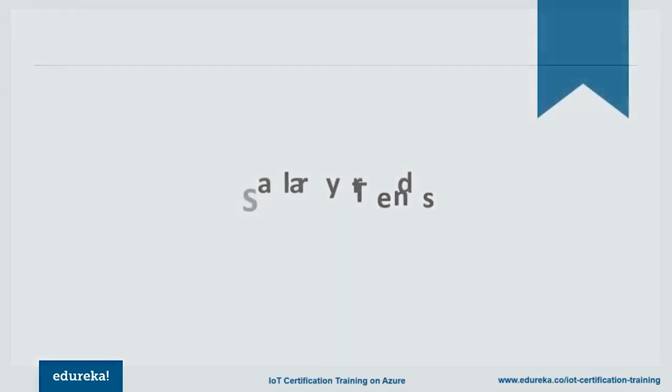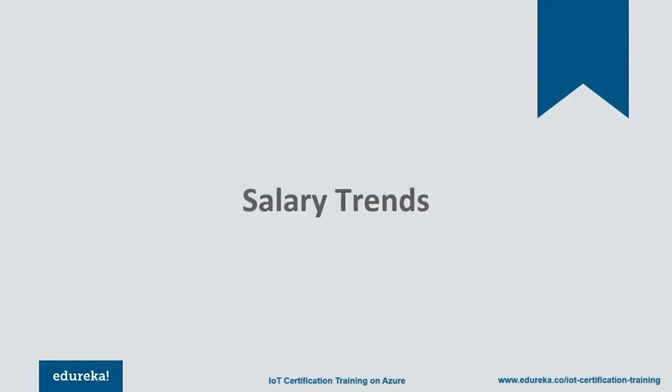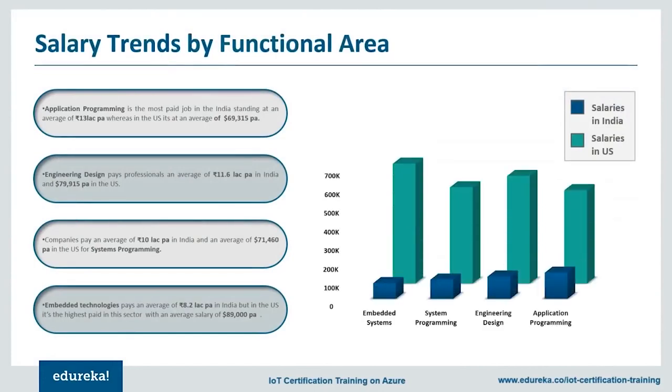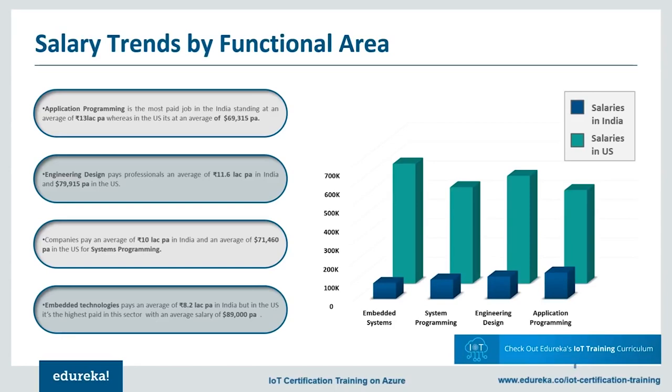With that said, let's look at the salary trends for IoT professionals in India and the US according to the current financial year. So what I've done is I've divided this into two parts, salaries according to functional areas and then according to the experience level. First up, we have salary trends by functional area. Now, as you can see, I've divided this into four functional areas, which majorly command the IoT industry. One is embedded systems, next, system programming, then we have the engineering design, and finally, application programming.